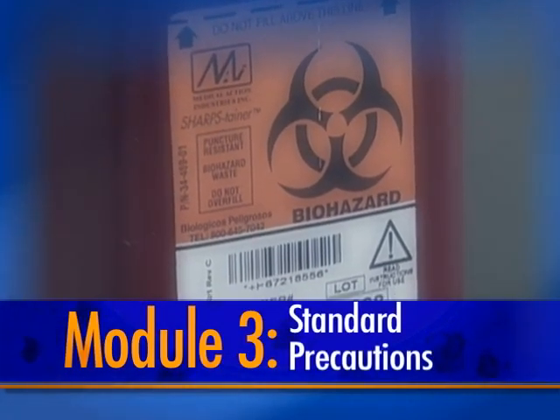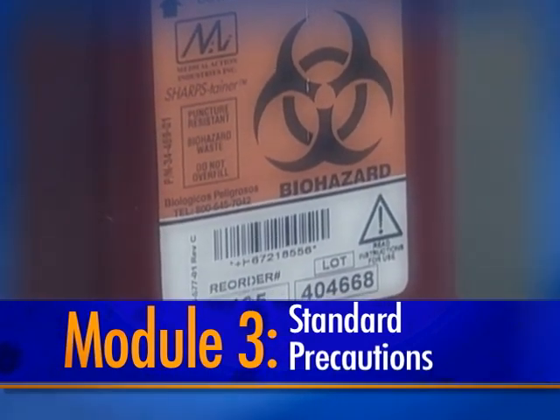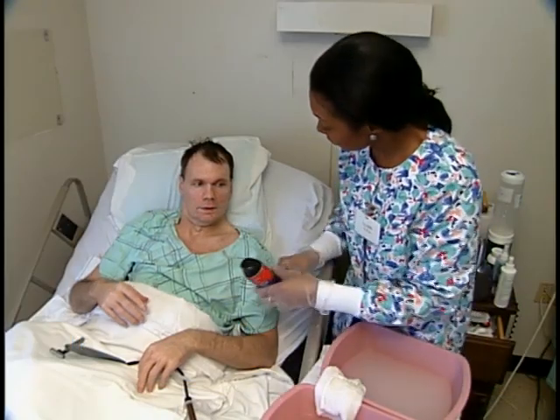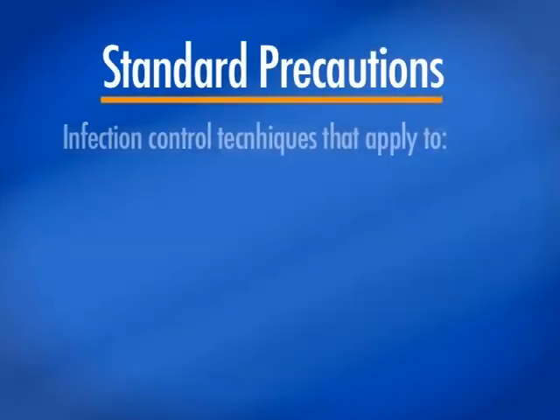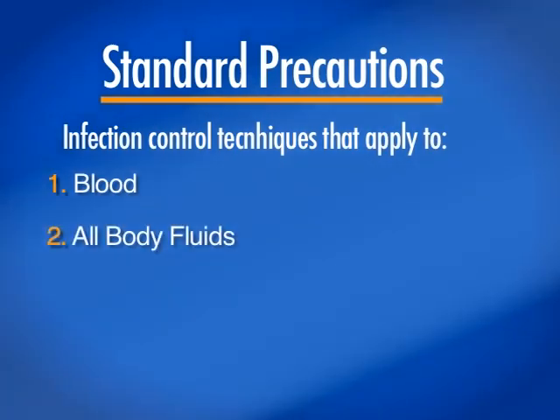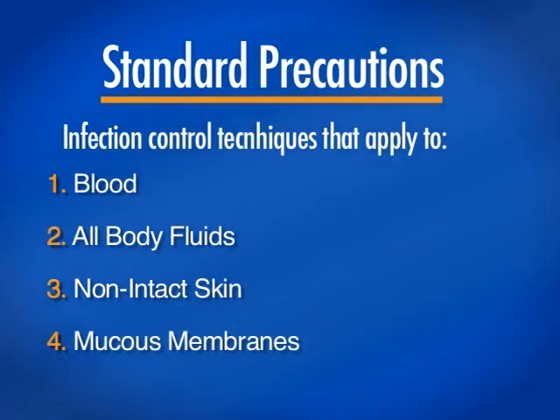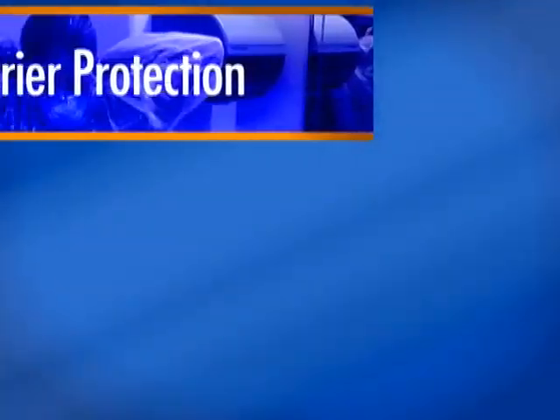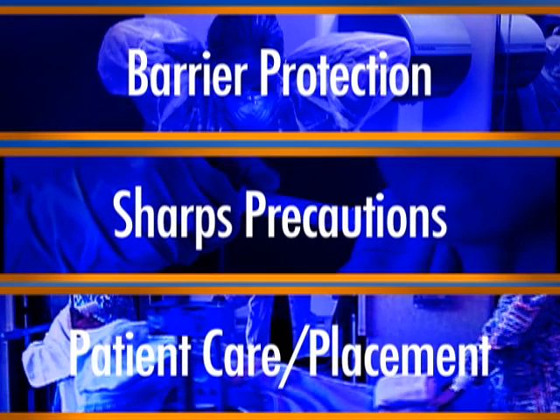Standard precautions are guidelines recommended by the Centers for Disease Control and Prevention. They help caregivers reduce the risk of transmitting blood-borne or other pathogens to control the spread of infection. Standard precautions describe infection control techniques that apply to blood, all body fluids, secretions, and excretions except sweat, regardless of whether or not they contain blood, non-intact skin, and mucous membranes. There are 3 categories of standard precautions: barrier protection, sharps precautions, and patient care and placement.